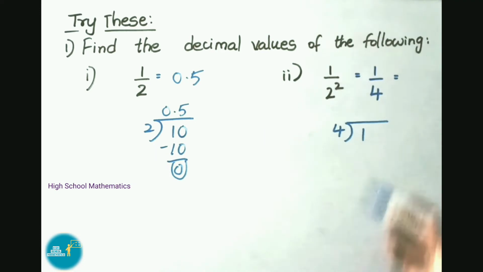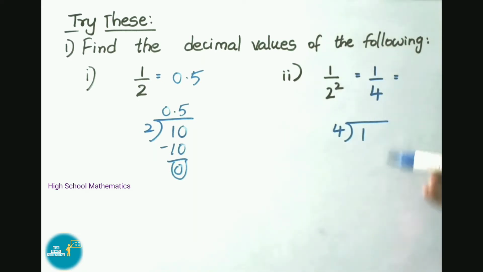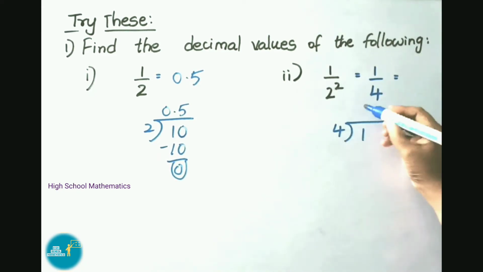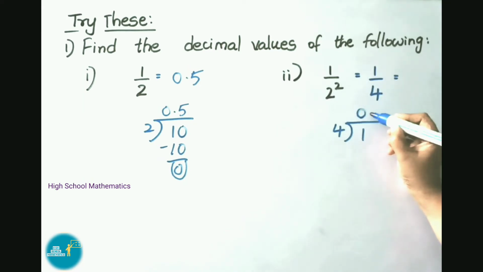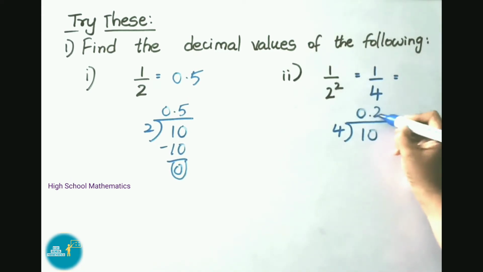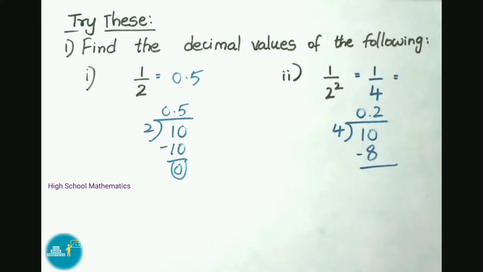See now second one, 1 by 2 square. That equals, 2 square means 2 into 2, that is 4. Now 1 by 2 square means 1 by 4. It is nothing but we have to divide 1 by 4. Here 1 is less than 4. Add 0 point in the quotient and add a 0 here. Now the number is 10. 4 table, 4 2s are 8. So 10 minus 8 we will get answer 2.